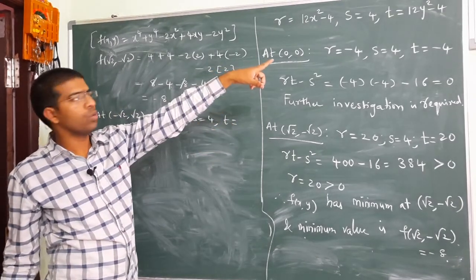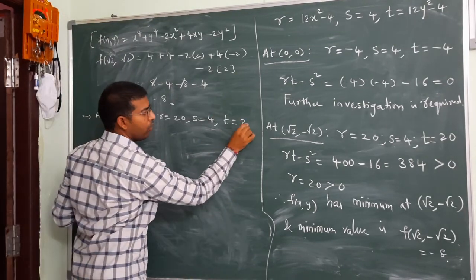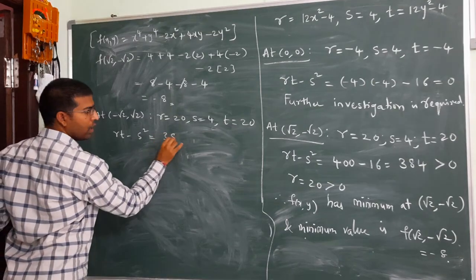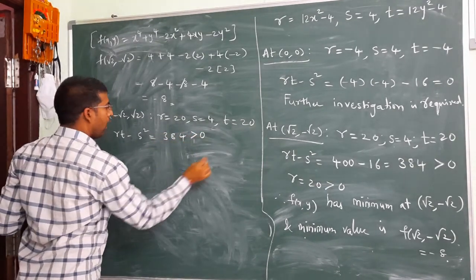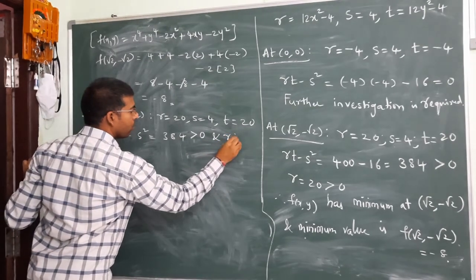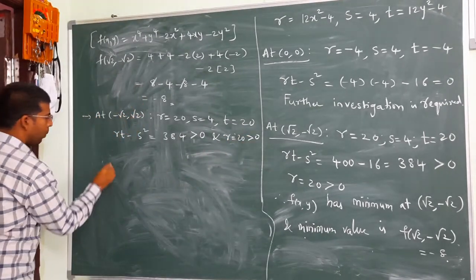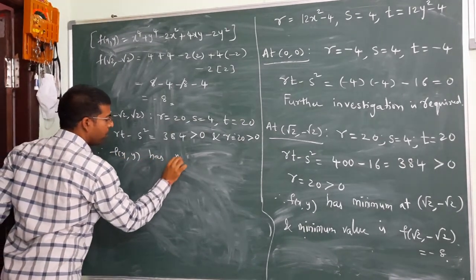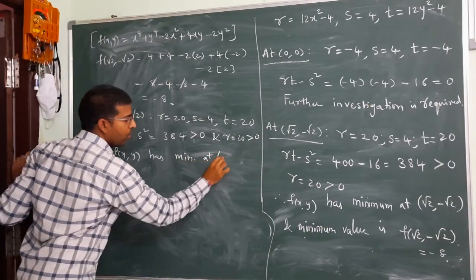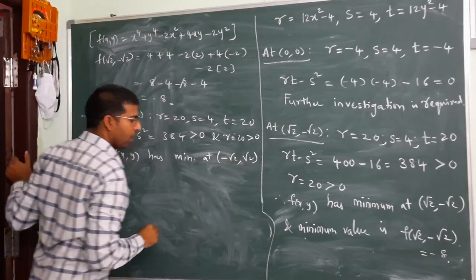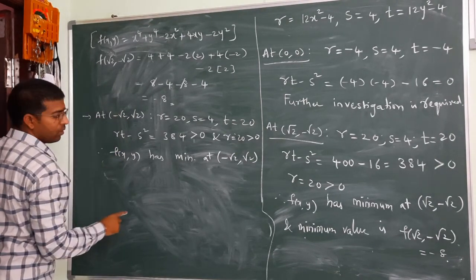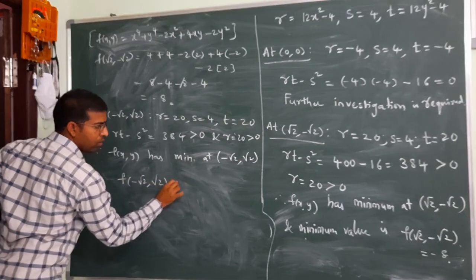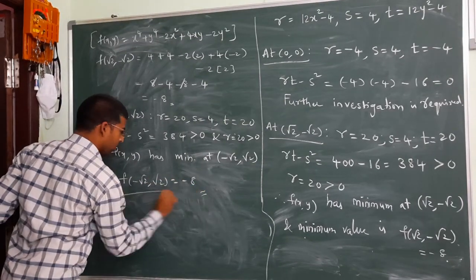Root 2 square means again 2. 12 into 2 is 24 minus 4, again the same value you are getting. Therefore RT minus S square, how much are you getting? 384, which is positive, as well as R is also positive because it is 20, right? So therefore both are positive. Therefore what can we write? F of x comma y has a minimum at minus root 2 comma root 2, okay? And the minimum value you will get is the same, I think you just find it. At minus root 2 comma root 2 it is also minus 8. This one you have to verify, okay?